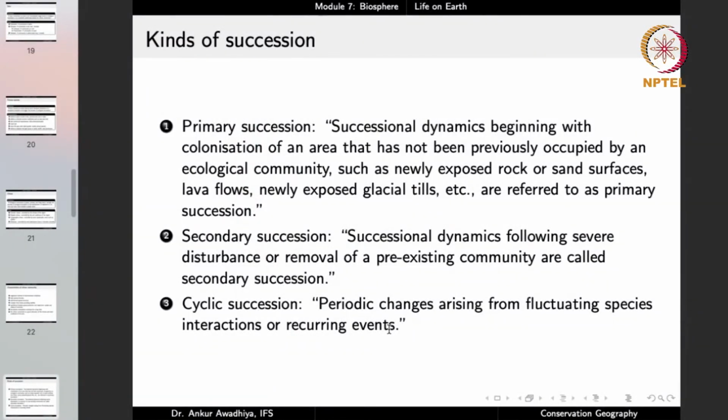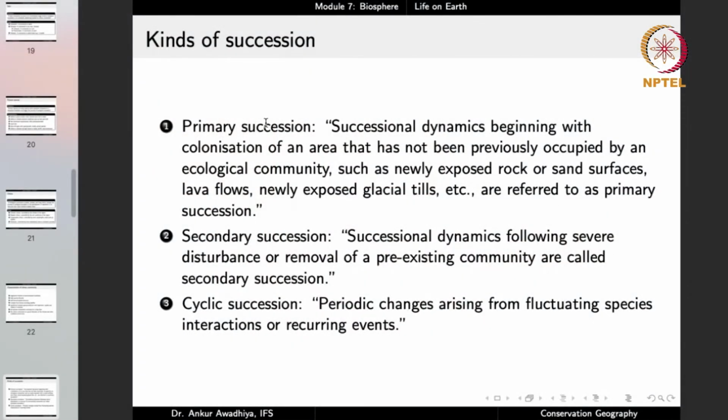Then we also have cyclic succession, which is periodic changes arising from fluctuating species interactions or recurring events. So cyclical succession means that something is going on in a cyclical manner. Kaziranga National Park has the river Brahmaputra, which floods every year. So every year when there is a flood, the area will get inundated underwater, and in that condition the plants will die off because their supply of air has been cut off. Now once the plants have died off and the flood recedes, you again have a fresh area that is now available. Earlier this area used to have certain plants, but now everything has been killed. And so now succession will begin afresh.